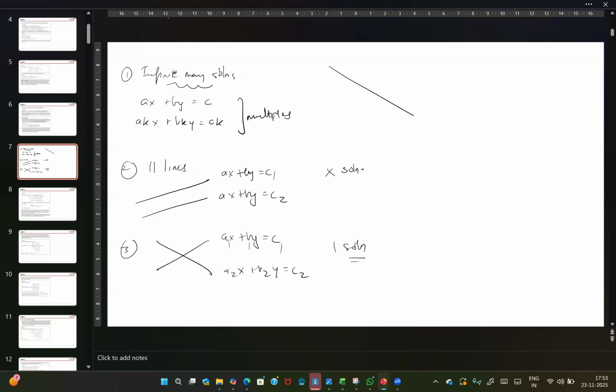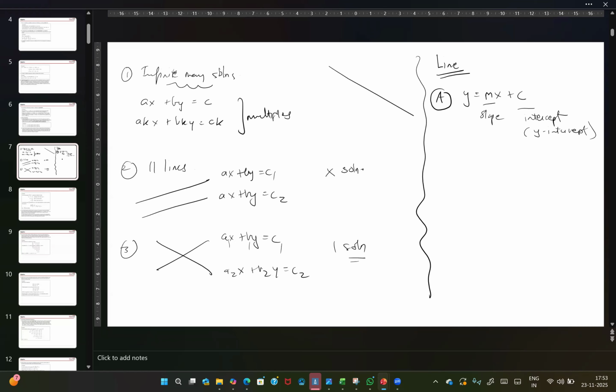Now, a bit of coordinate geometry intro here also. When we talk about a line, it can be represented in various ways. The first way of representing a line is y equal to mx plus c. That's called the slope intercept form, where this is the slope and this is the intercept. This is also the y-intercept, by the way.